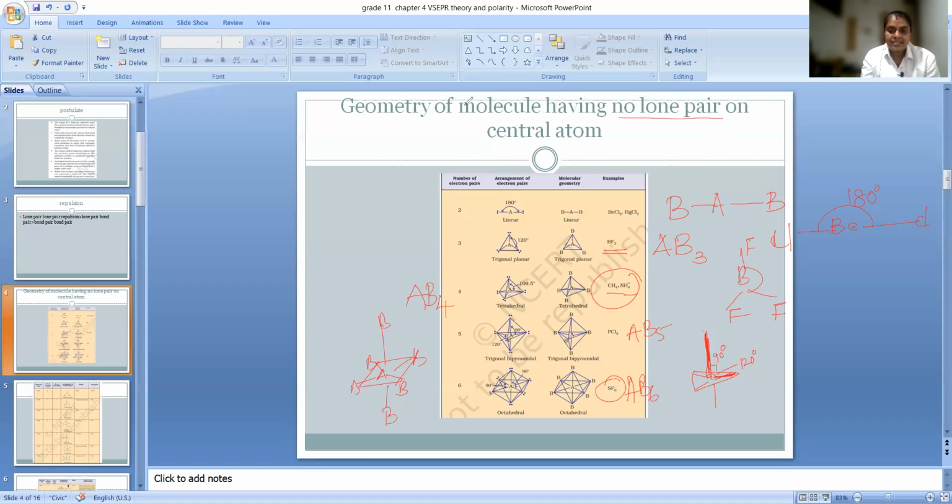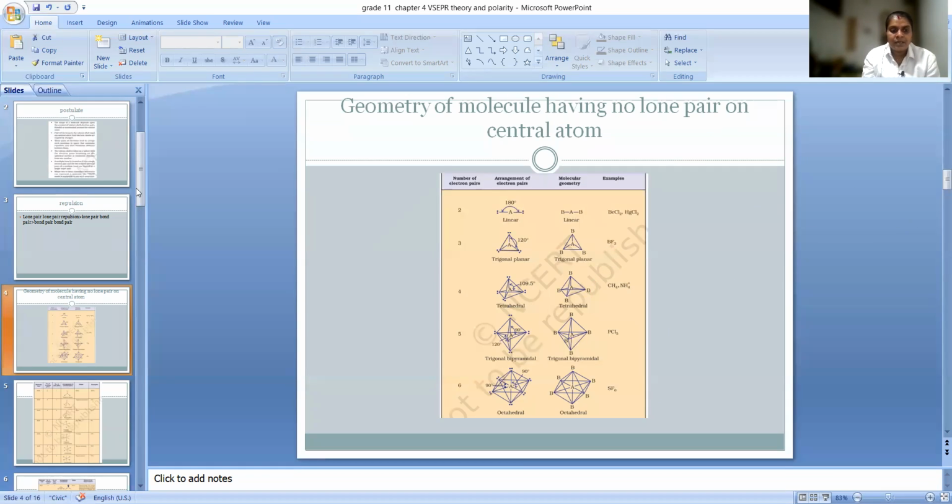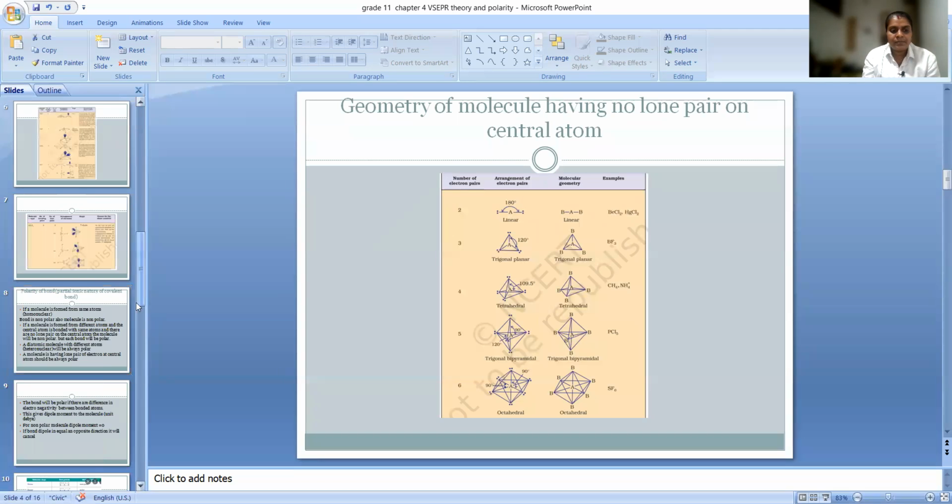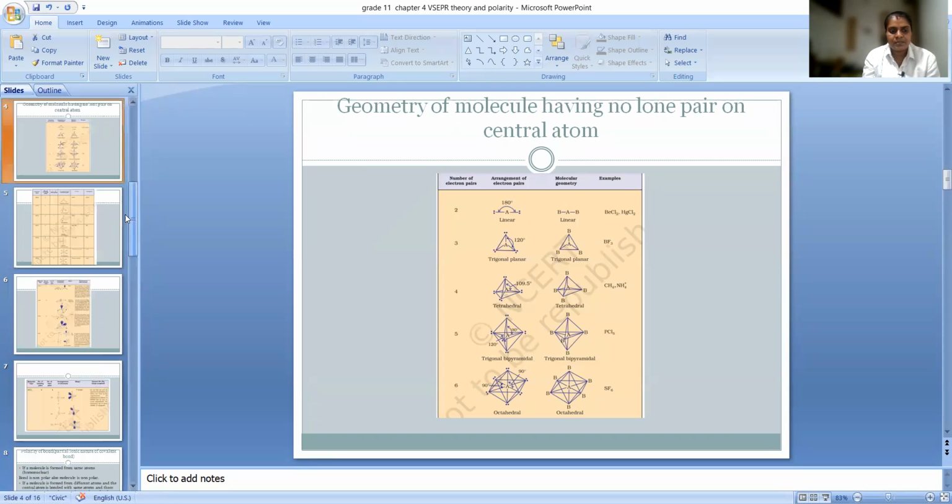Now let us see the case where there are lone pairs. Look at this case. Here lone pairs are present.